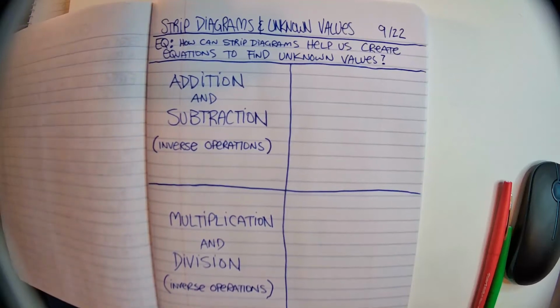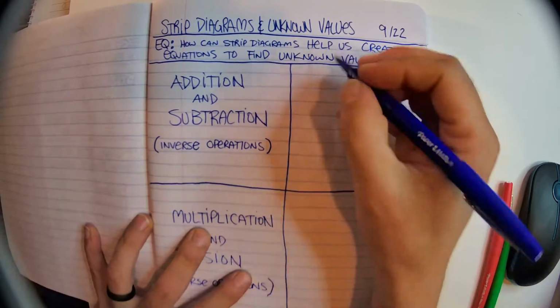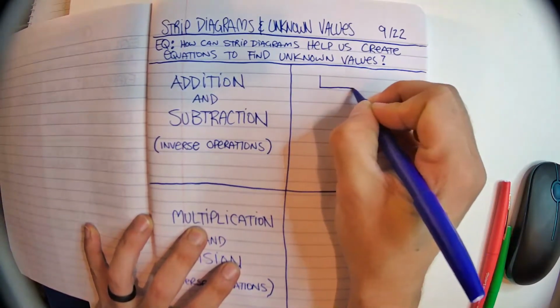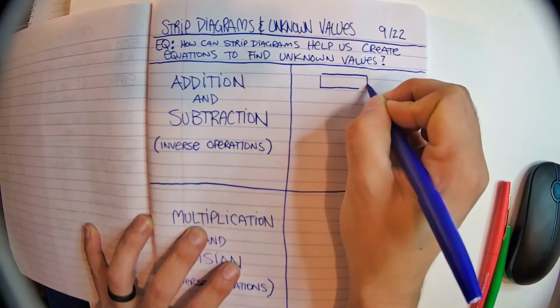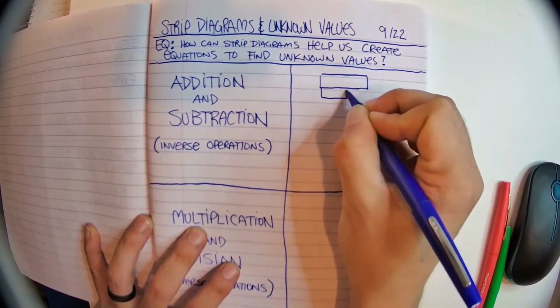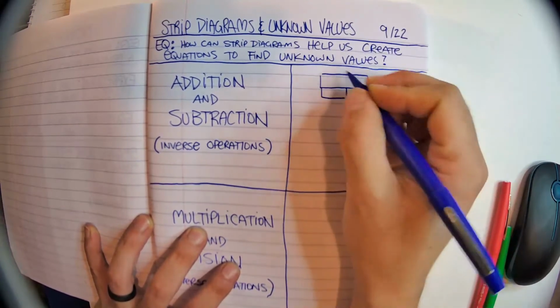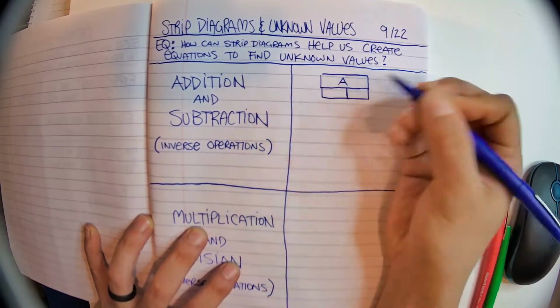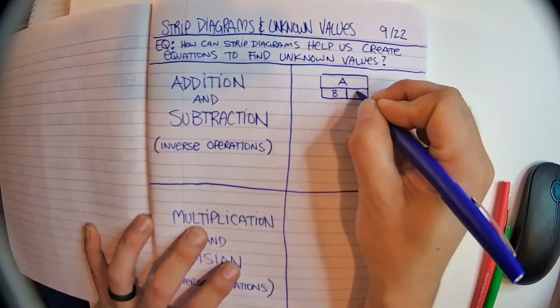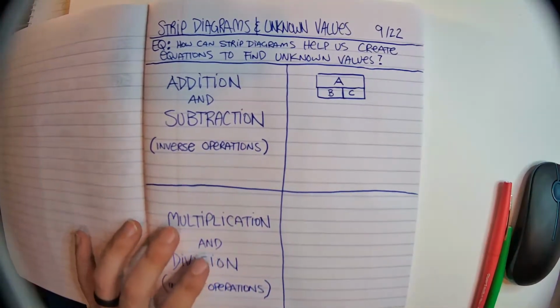Alright, welcome back. So let's take a look at addition and subtraction strip diagrams. We'll start off by drawing an example. This week, the examples that we've looked at in class, and if you want to go back and look at the lessons online or on YouTube, you can. We basically had a strip diagram where you'd have an A section, a B section, and a C section, right?